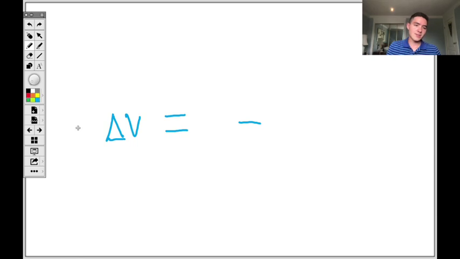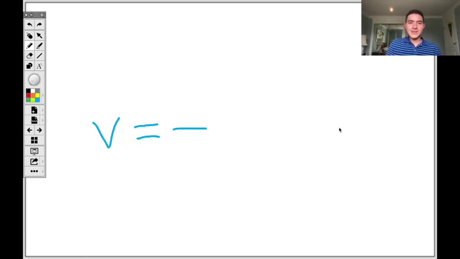It is worthy to note that the final minus initial equation can be used for any change in variable, not just displacement. So, for example, using change in velocity, which you'll actually see later in this video, then like displacement, change in velocity equals final velocity minus the initial velocity.